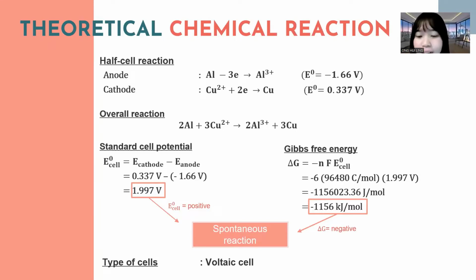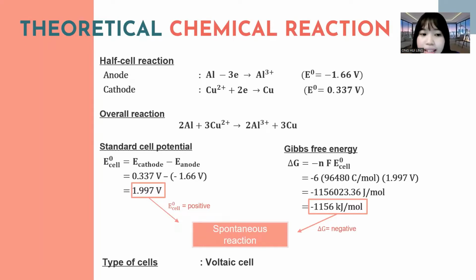The half cell reactions: at the anode, aluminium donates 3 electrons to form aluminium ion, and at the cathode, copper ion accepts 2 electrons to become copper. To balance the number of electrons, the anode equation is multiplied by 2 and the cathode equation by 3, which yields the overall equation shown here. The overall reaction is 2 aluminium reacting with 3 copper 2+ ions to form 2 aluminium 3+ ions and 3 copper.